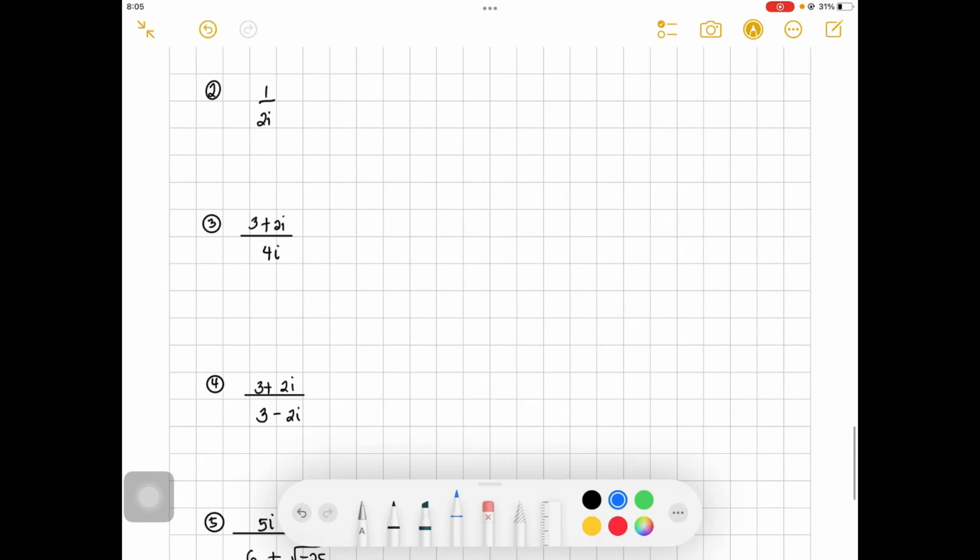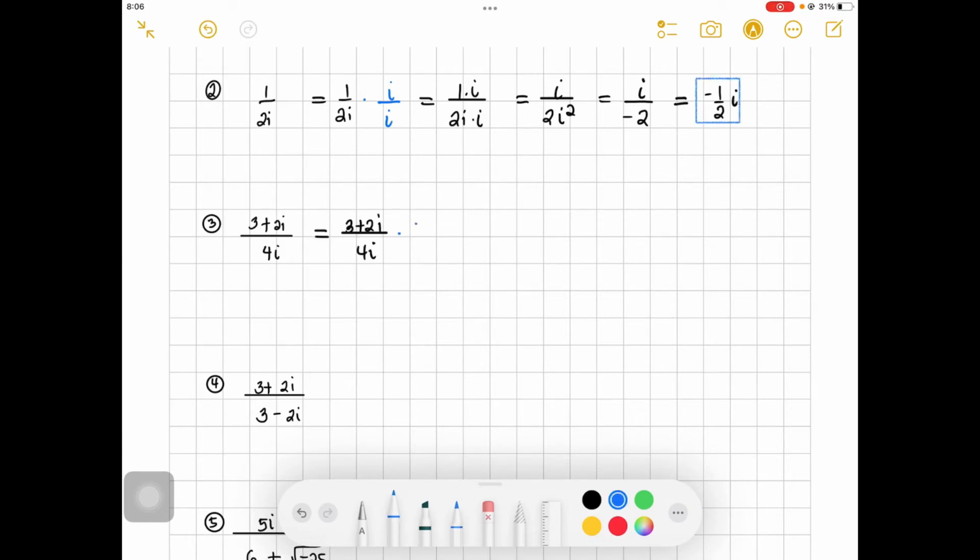Number 2. 1 over 2i. Just multiply the numerator and the denominator by i. Multiplying the numerator, we have i, and the denominator, we have 2i squared. And so we have i over negative 2, or negative 1/2 i. Next, number 3, we multiply the numerator and the denominator by i.